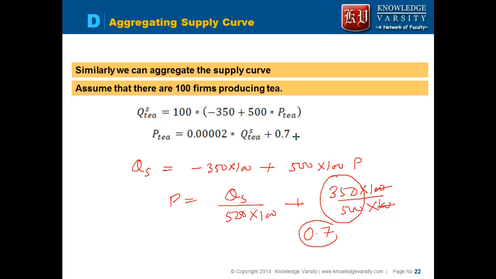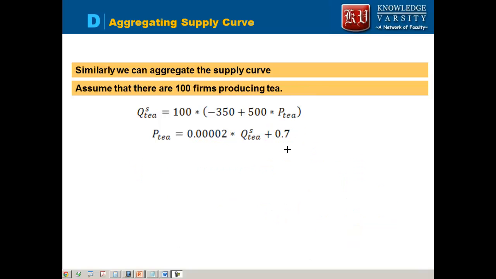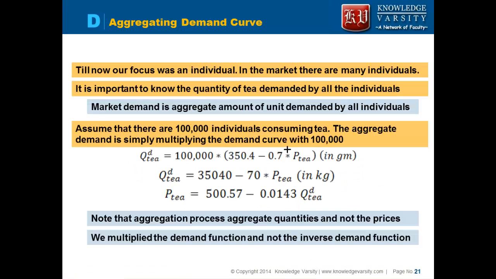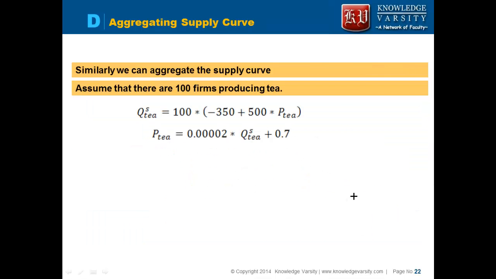So the intercept does not change. Only the slope changes. So when you bring more and more firms, there is no impact on the intercept. On the demand side also, you can see that the intercept remains the same. Only the slope is impacted when you bring more and more consumers and more suppliers.